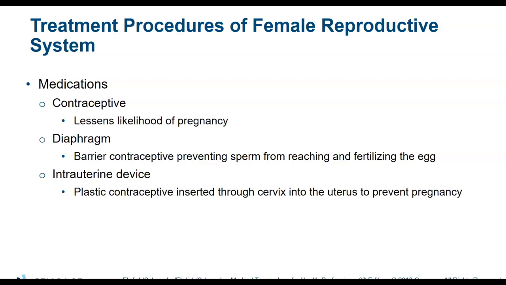I can't tell you, when I worked in OBGYN, how many antibiotic babies we saw. If you are on antibiotics and on the birth control pill, you need to use some other prophylactic measure, because the antibiotic has reduced the efficacy of your birth control pills. There's also diaphragm, which is a barrier contraceptive method, and it just doesn't allow the sperm to reach the fertilized egg. And then we have an IUD, or an intrauterine device, that is inserted through the cervix, and it is there to prevent pregnancy.